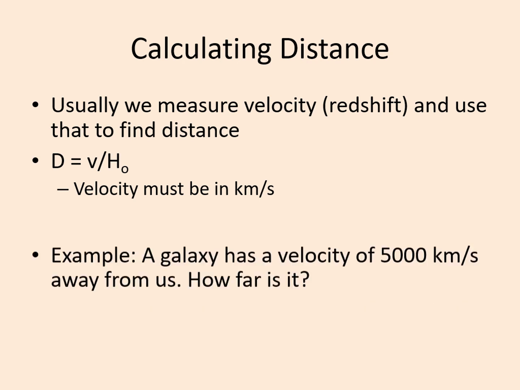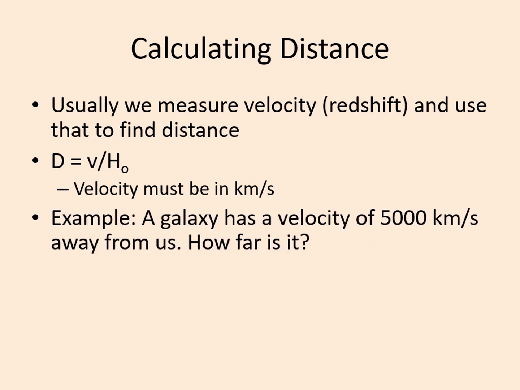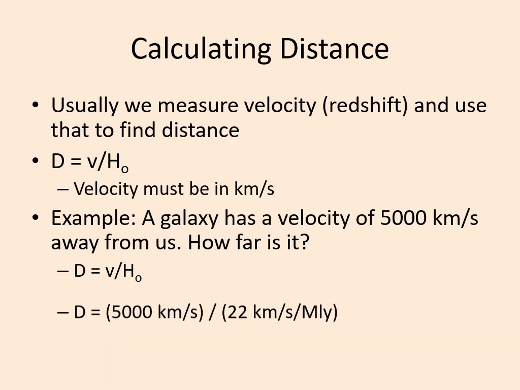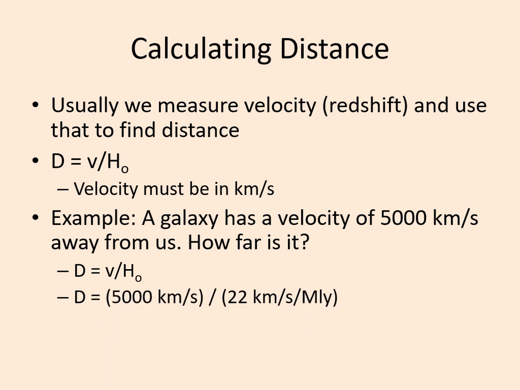For example, consider a galaxy that's moving away from us at 5,000 kilometers per second. To find how far away it is, just plug this value into Hubble's law and divide by the Hubble constant. This gives a distance of 227 million light-years. Remember that the nearest galaxies to the Milky Way are a couple of million light-years away, so this is far outside of our local group and even beyond the Virgo cluster of galaxies.